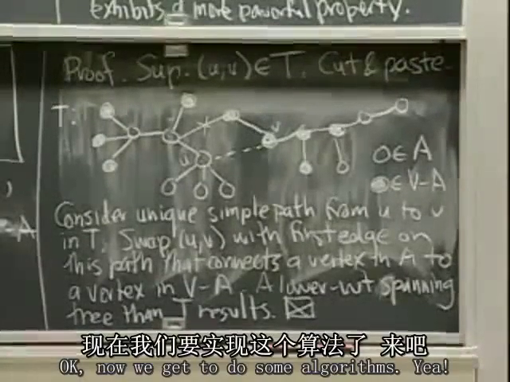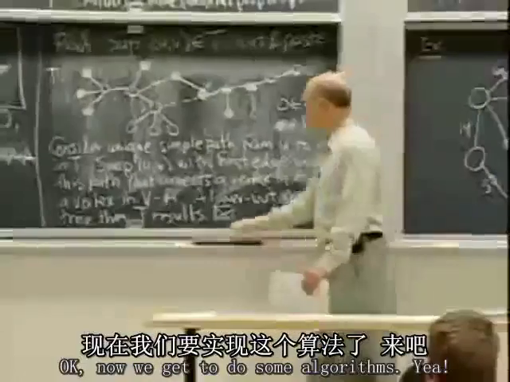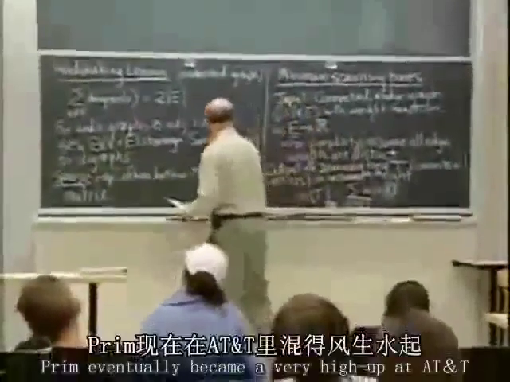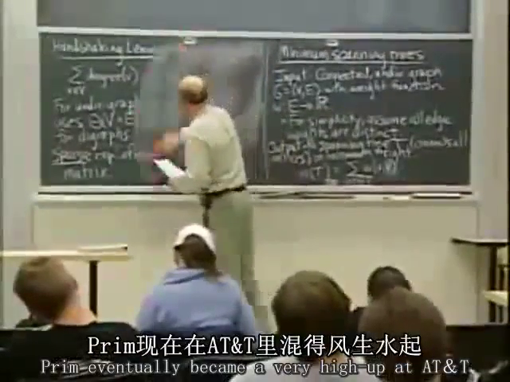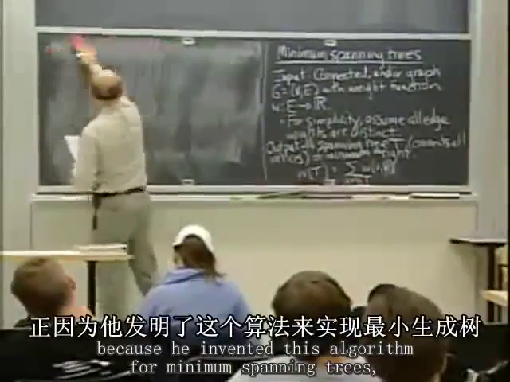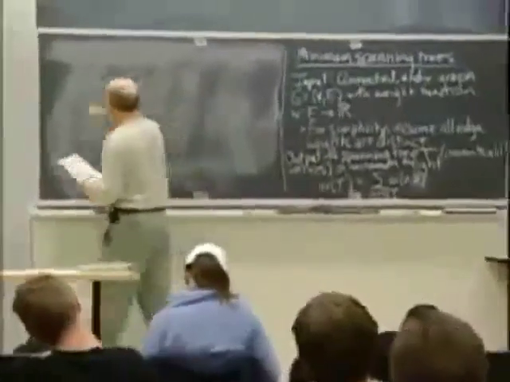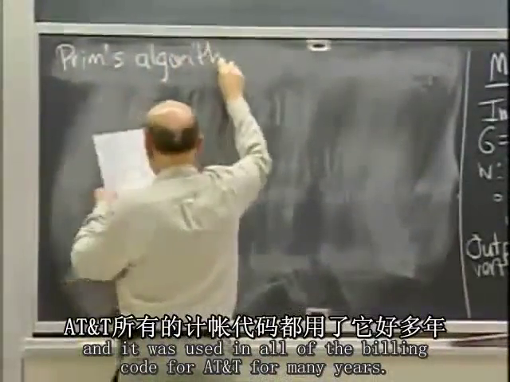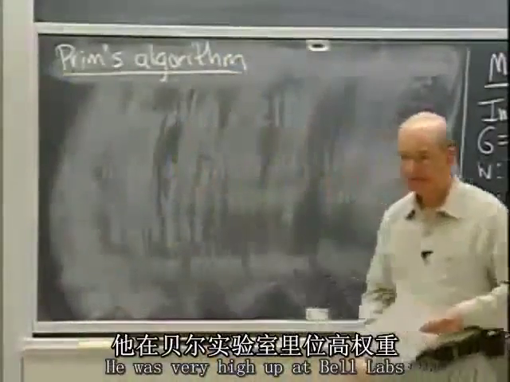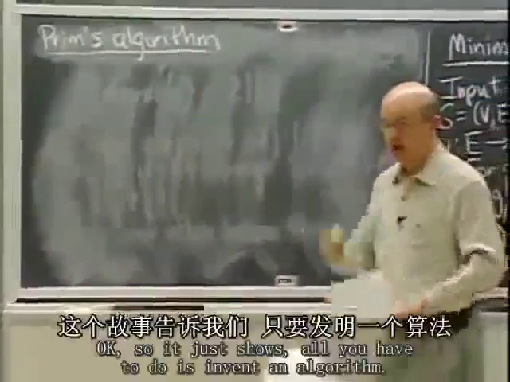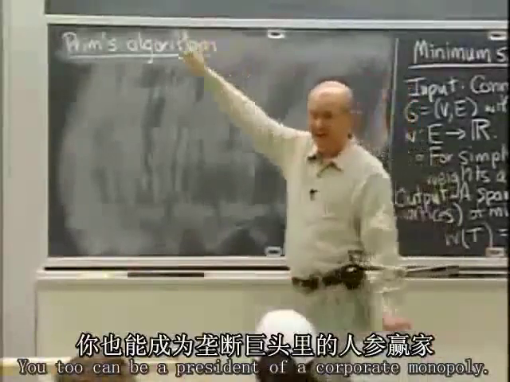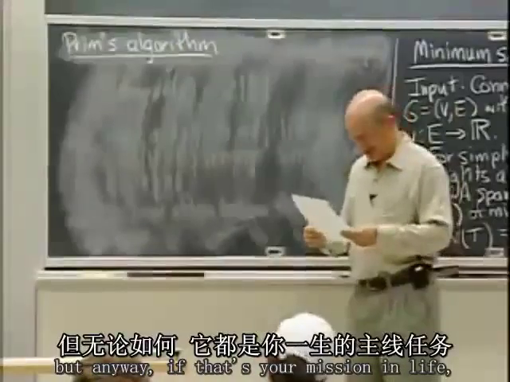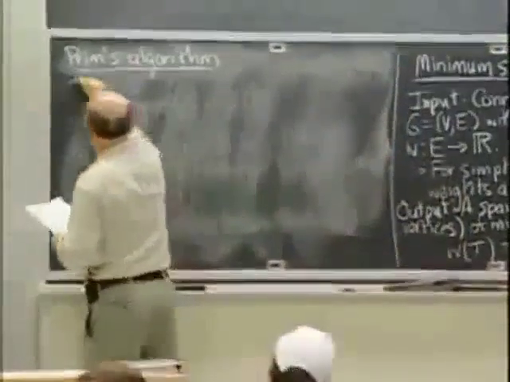Okay. Now we get to do some algorithms. Yay. So we're going to do an algorithm called Prim's algorithm. Prim eventually became very high up at AT&T because he invented this algorithm for minimum spanning trees. And it was used in all of the billing code for AT&T for many years. He was very high up at Bell Labs, back in the heyday of Bell Laboratories. So it just shows, all you have to do is invent an algorithm, you too can be the president of a corporate monopoly. Of course, then the government can do things to monopolies, but anyway, if that's your mission in life, invent an algorithm.